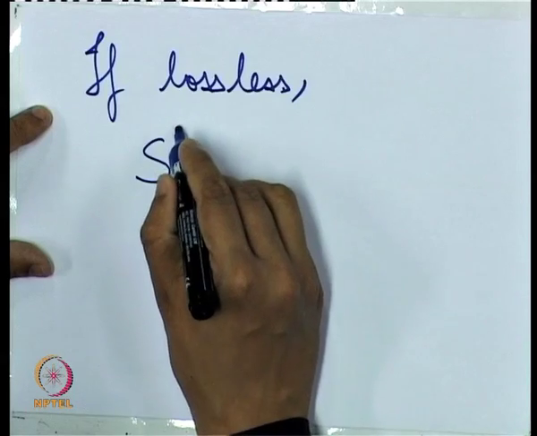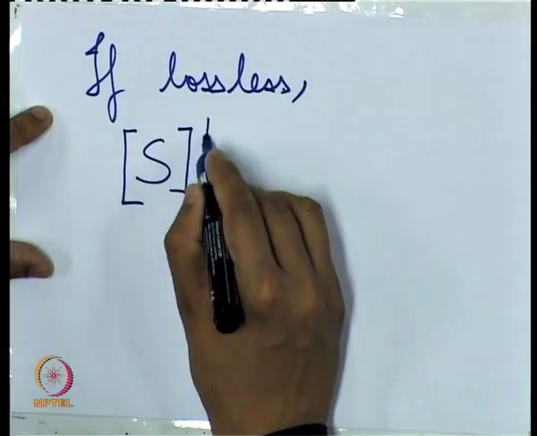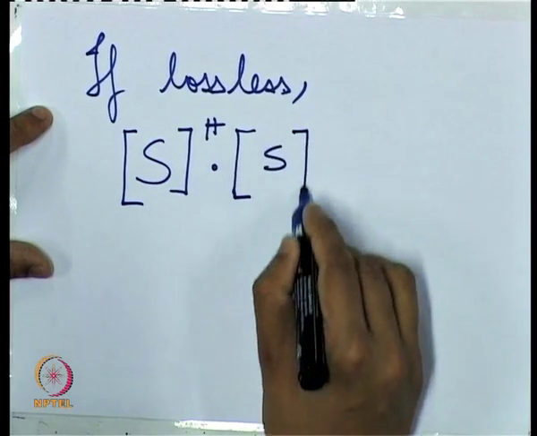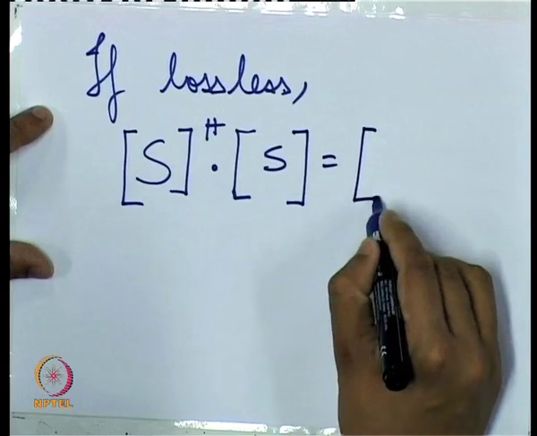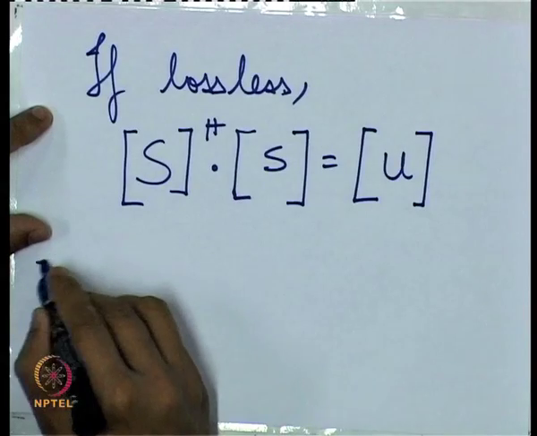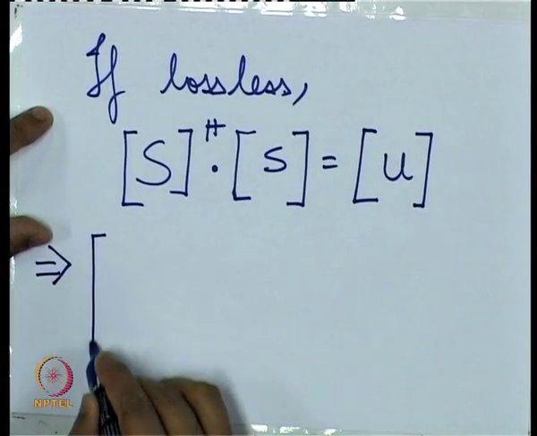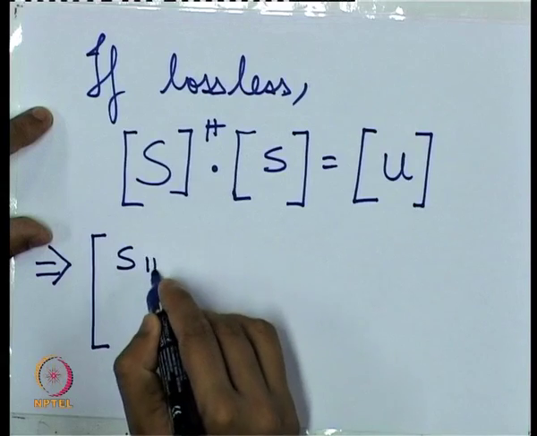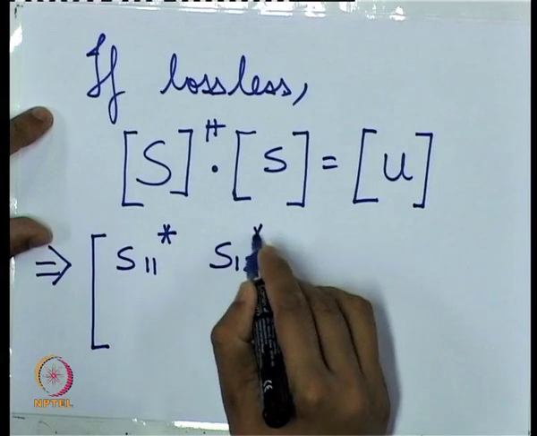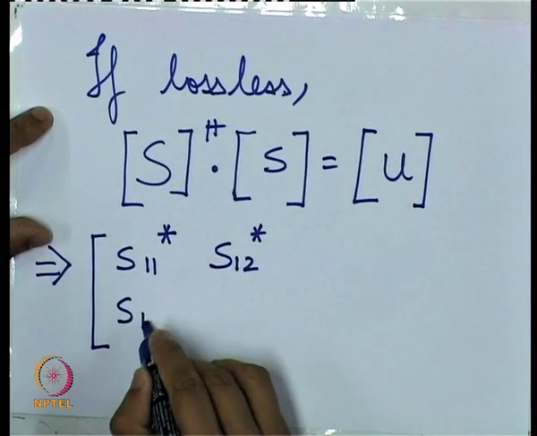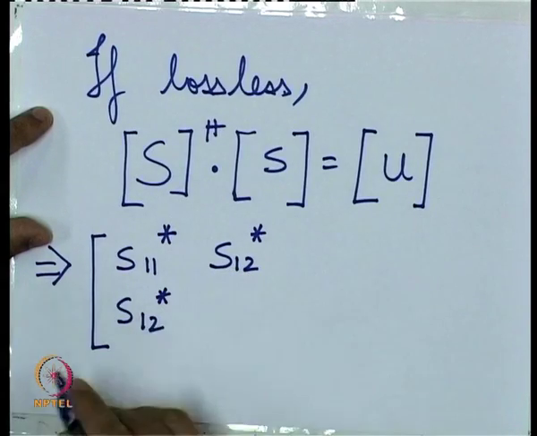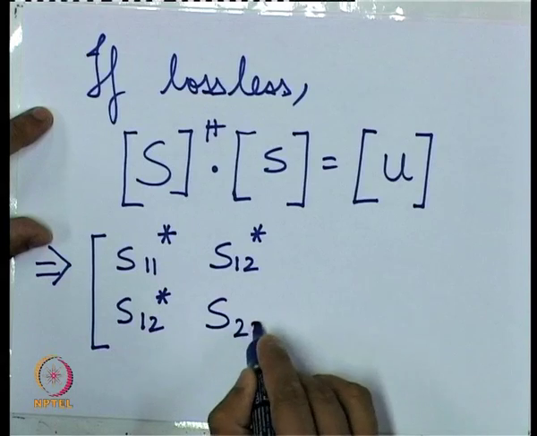then we know the condition that S Hermitian S equals U, where U is the identity matrix. So, if I expand my S parameter matrix, then I should get S21 equal to S12 because of the reciprocity, as we have already discussed.